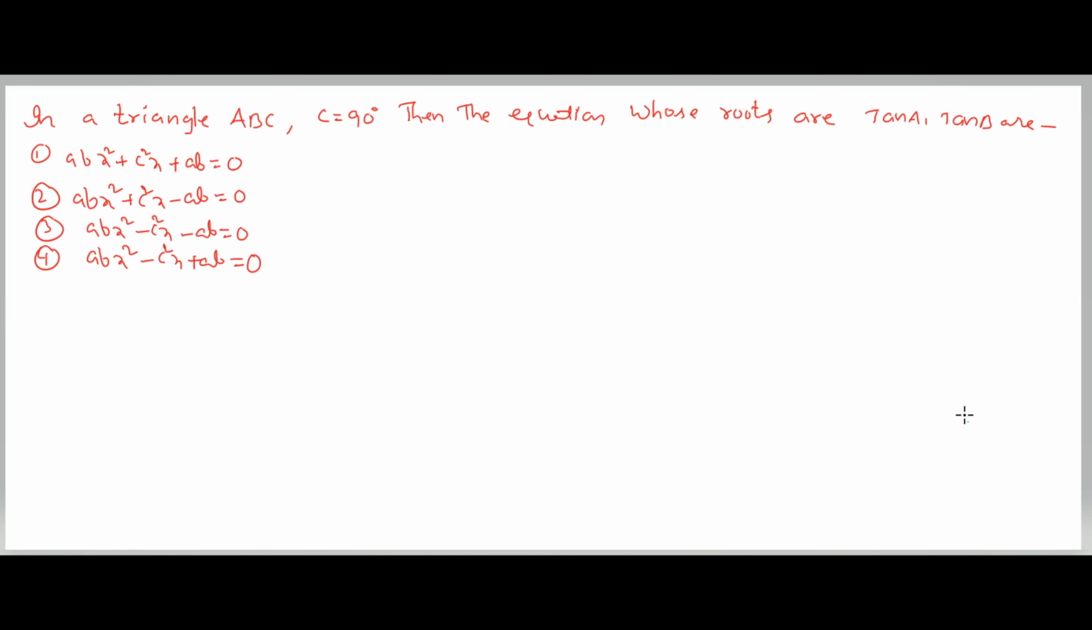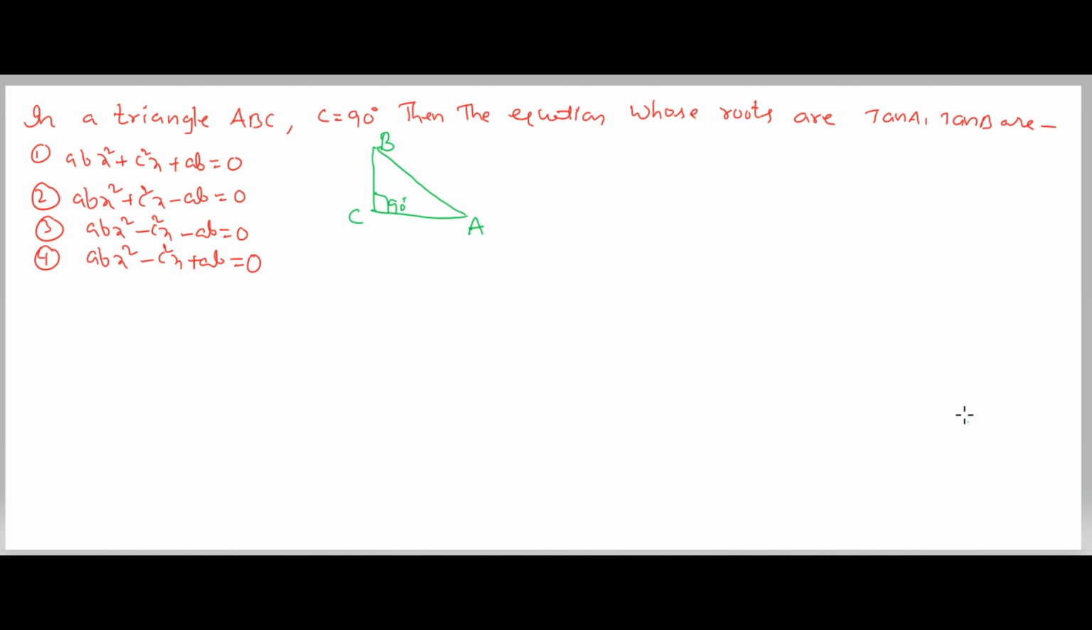In a triangle ABC, angle C is given as 90 degrees. Then the equation whose roots are tan A, tan B is: here in triangle ABC, this is angle C, this is A and B. Angle C is given, that is 90 degrees.